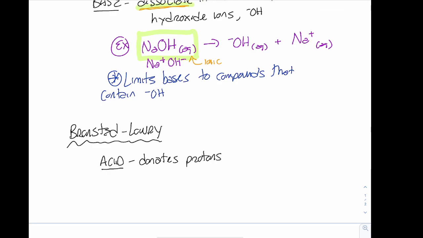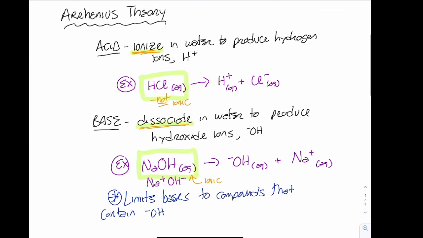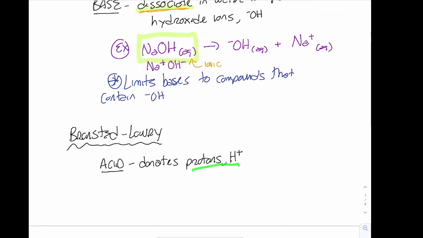And by protons, I am saying H plus. I'm calling H plus in the other theory a hydrogen ion. I know it's kind of confusing, right? We're saying a hydrogen ion and I'm writing H plus. Here I'm saying proton and I write H plus. It's the same thing, right?